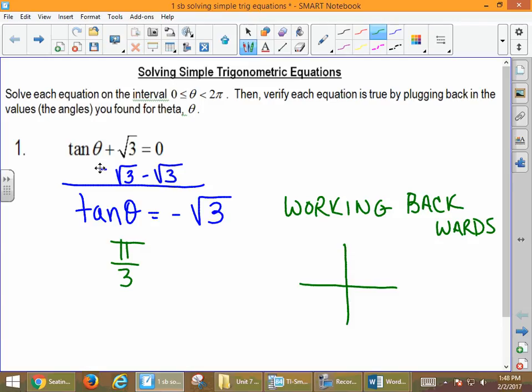It's negative in the fourth and in the second, because all students take calculus. Tangent is positive where all the trig functions are positive, and it's also positive in the third quadrant. So we need a second quadrant angle and a fourth quadrant angle that have pi over 3 in them. What's our pi over 3 in the second quadrant? 2 pi over 3. And what's our fourth quadrant angle? 5 pi over 3.